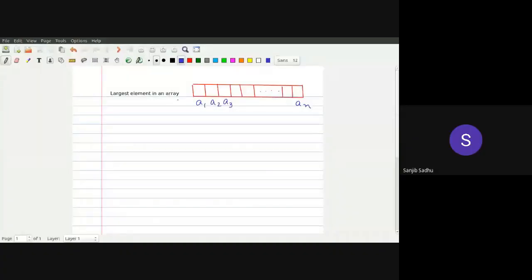Now, largest element in the array. You know that this is very easy to find out the largest element from an array. This is the array a1, a2, a3, a4, ... n elements are there. It may be 2, it may be 100, it may be 5, minus 8, like this. These are the numbers, and you have to find out the largest element.